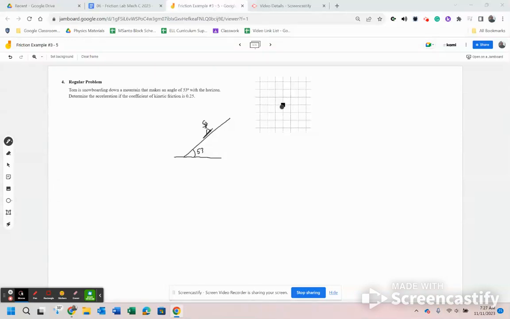Tom is snowboarding down a mountain, makes an angle of 53 degrees with the horizontal. Determine the acceleration if the coefficient of friction is 0.25. So we'll draw in the forces exerted on Tom.